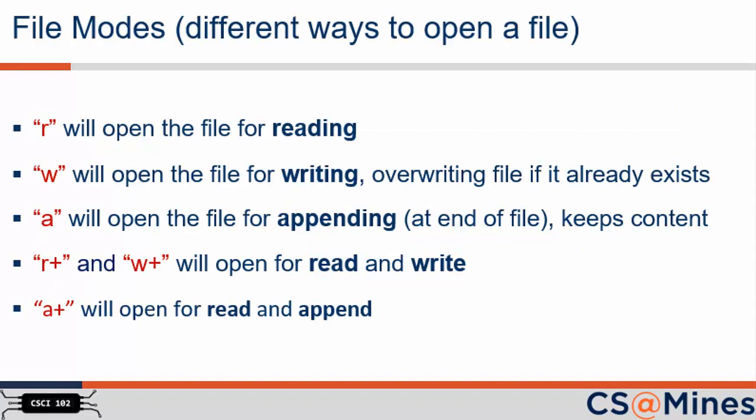The previous example shows opening a file for reading. We actually have several different modes that can be used to open a file. We use R to open a file just for reading. We use W to open a file just for writing, which will overwrite any contents that already exist in the file. If we don't want to overwrite an existing file, we use A to append all the information to the end of the file, keeping the contents in the file that were already there. R plus and W plus can be used to open a file for both reading and writing. A plus is used to open the file for reading and appending.